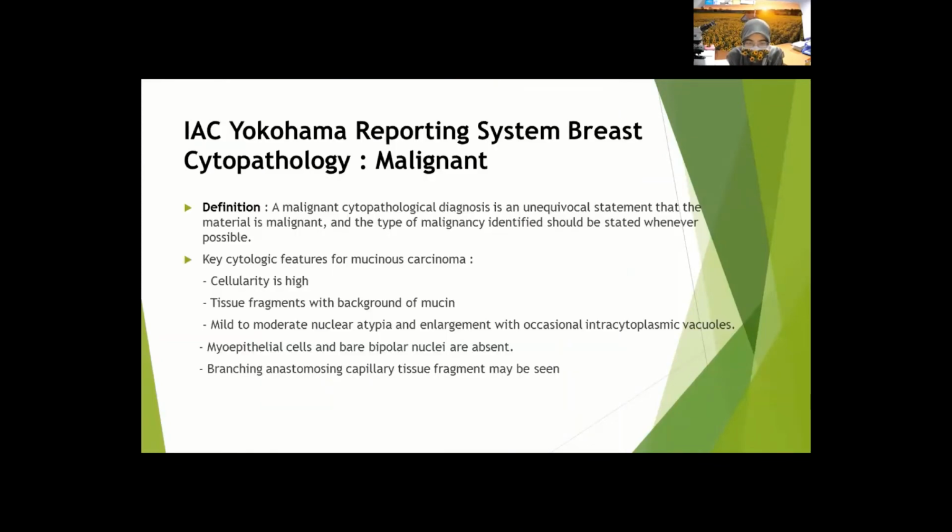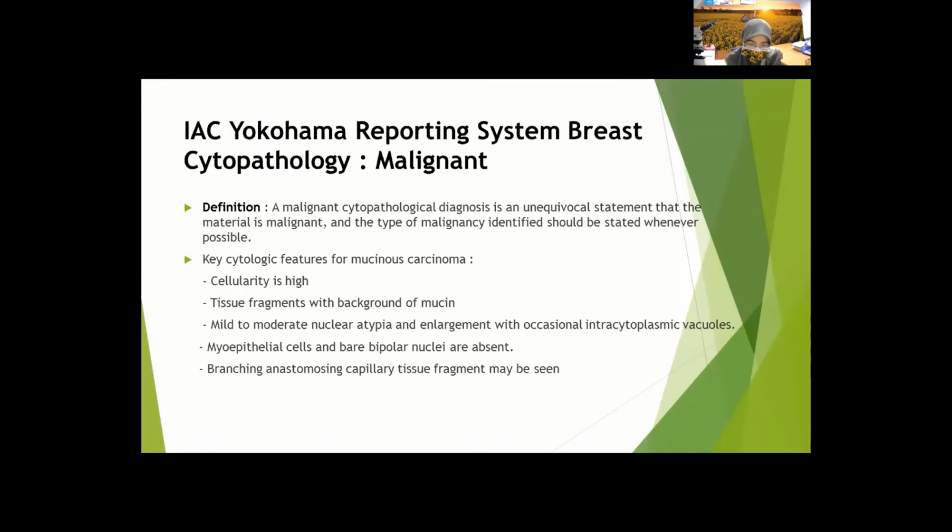So let's see what the Yokohama system says about the definition of malignant. The malignant category should be unequivocal. It should be definitely malignant, and if possible, the type of malignancy identified should be stated. So what are the key cytologic features for mucinous carcinoma? First is the criteria based on cellularity. Cellularity is high.